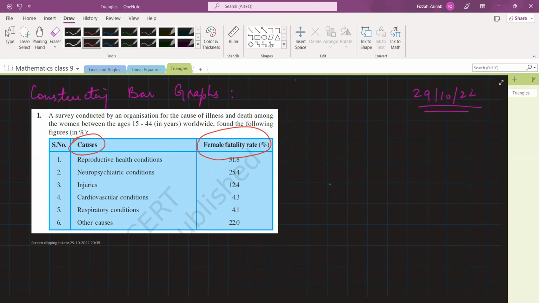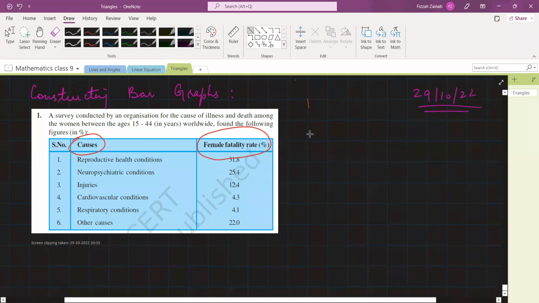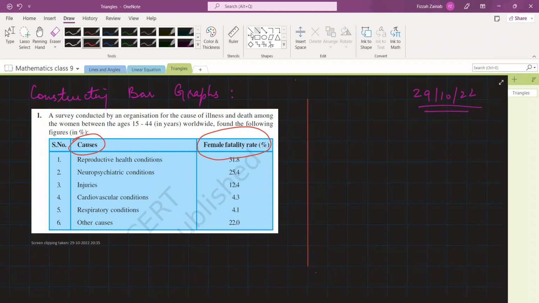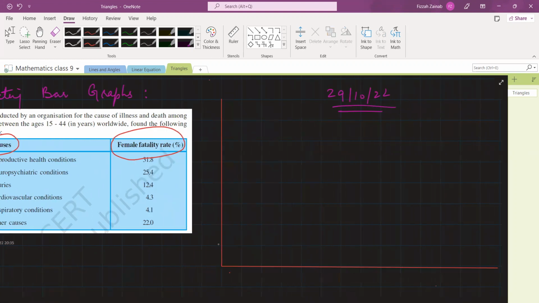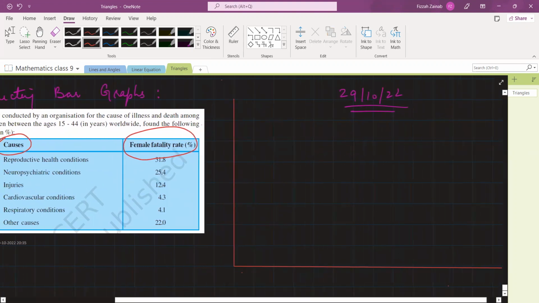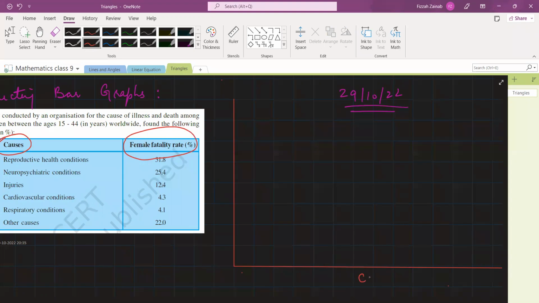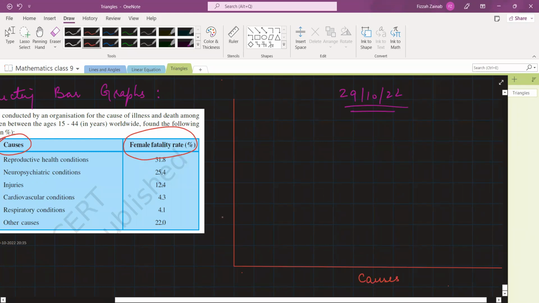First of all, you're going to choose two axes here. Let me do it here itself. Now, important thing: you have to name the graph paper properly. On this side you are taking causes, so write causes here. And on the y-axis, you are taking female fatality rate, which is given in percentage. Please write it properly.